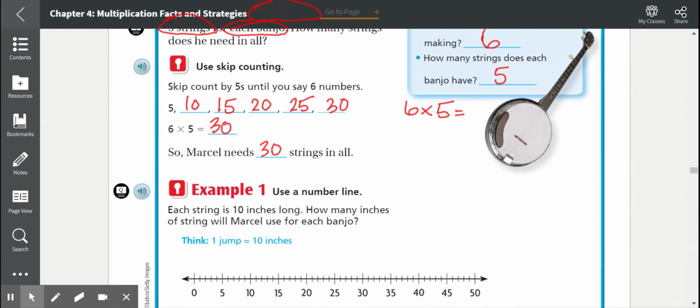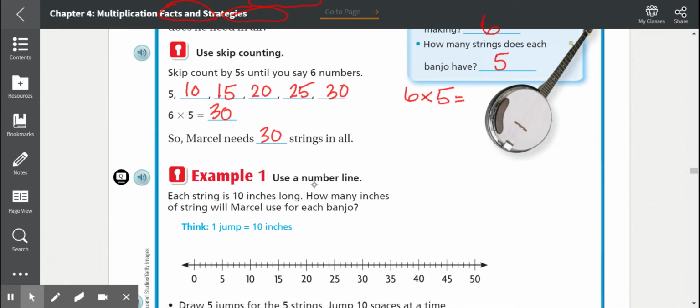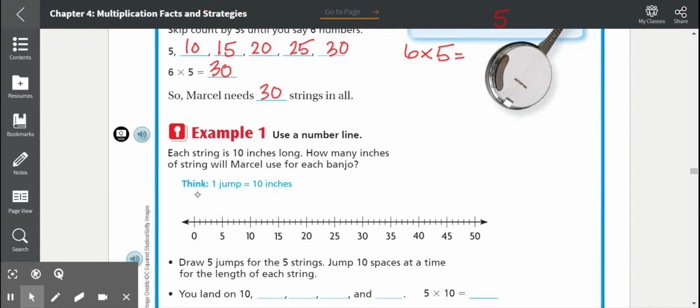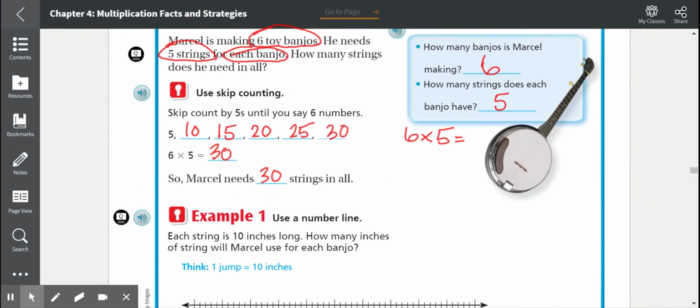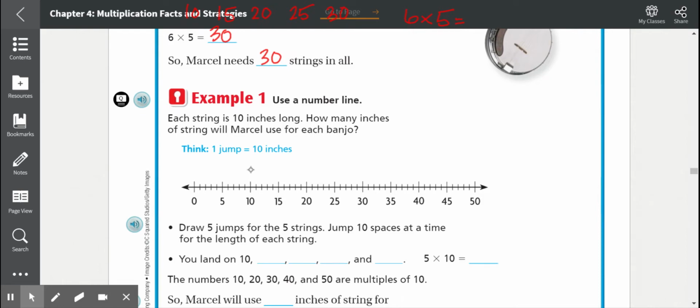Another way to do this, we could do a similar one on a number line. So a similar problem. Each string is 10 inches long. How many inches of string will Marcel use for each banjo? So he still is making 6 banjos. Oh, sorry, hold on. Okay, so now each string is 10 inches long. How many inches of string will Marcel use for each banjo?